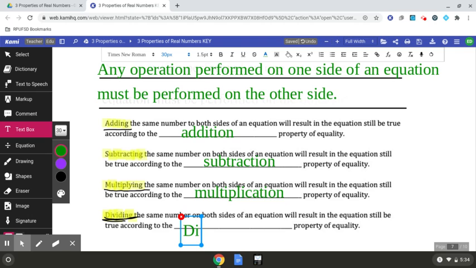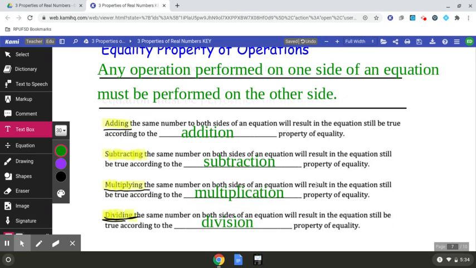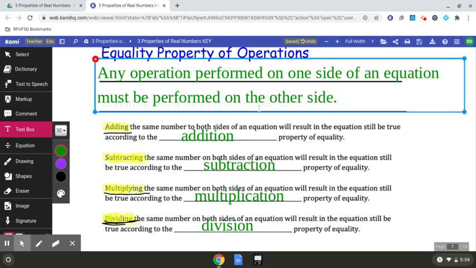So whatever operation you're doing on both sides of the equation is how you get the name of the equality property we're speaking of. So there are 4 specific equality properties, but overall, these properties are called the equality properties of operations.